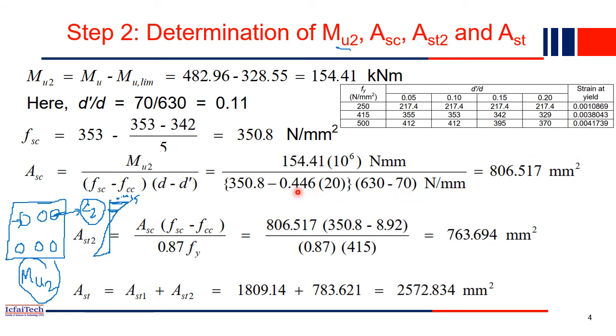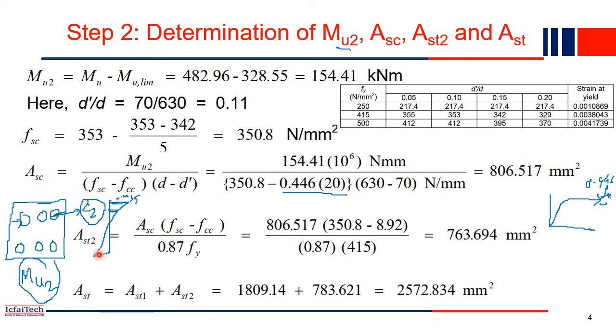Now you can ask where we got 0.446 from. 0.446 means the maximum stress at the top fiber. The maximum stress at the top fiber is 0.446 FCK, right? If you recall the stress strain curve of concrete as per the IS code, what is the maximum value? The maximum value is 0.446 FCK, so the same value is written here. Here FCK is 20. Now substitute all the values and you will get ASC as 806.515. So this is ASC.